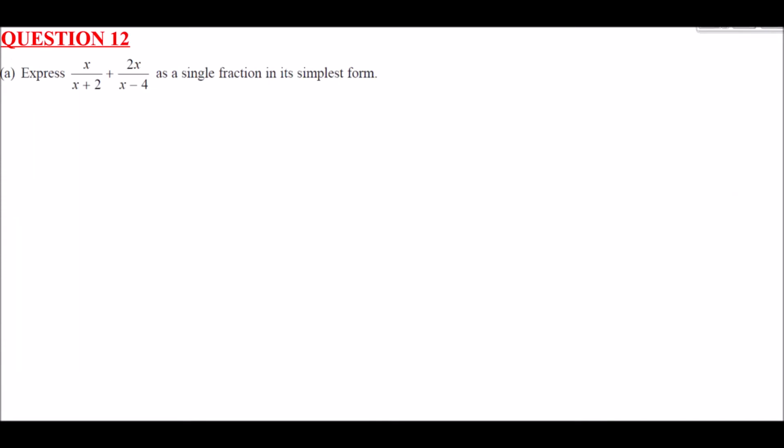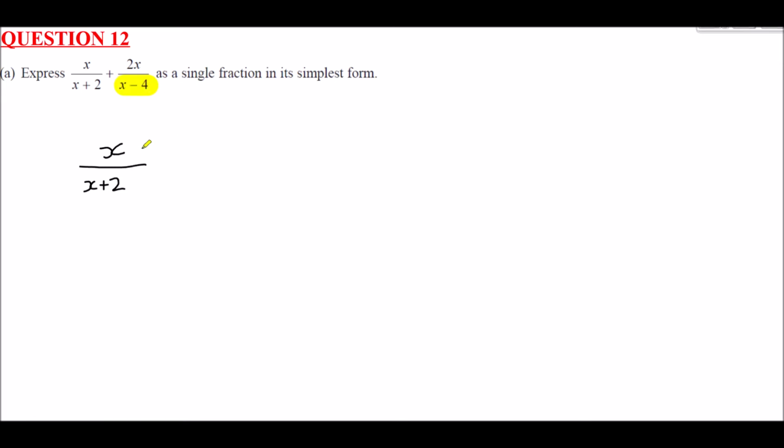Question 12. We need to express x over x plus 2 plus 2x over x minus 4 as a fraction in its simplest form. So what we need here is a common denominator. What we can do is cross multiply each fraction by the opposite one's denominator. So take x over x plus 2, and multiply it by x minus 4.